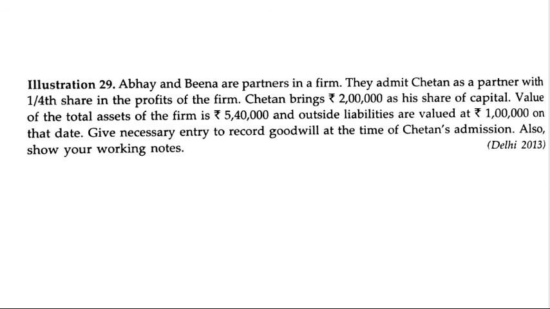Right? Let's see one more practical problem. Abhay and Beena are partners in a firm. They admit Chetan as a partner with 1/4 share in the profits of the firm. Chetan brings 2 lakh as his share of capital. Value of the total assets of the firm is 5,40,000 and outside liabilities are valued at 1 lakh on that date. Give the necessary entry to record the goodwill at the time of Chetan's admission.